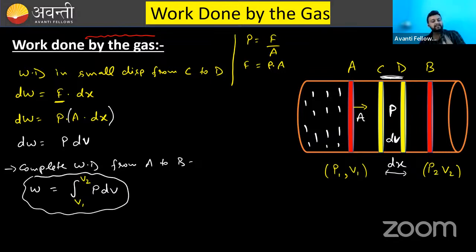This is a very basic fundamental formula that you should remember, that work done by the gas is integration PdV. Here P is the pressure, dV is the volume change, small change in volume. Now, there are 2 or 3 more things that you should remember. The punchlines, I will say.